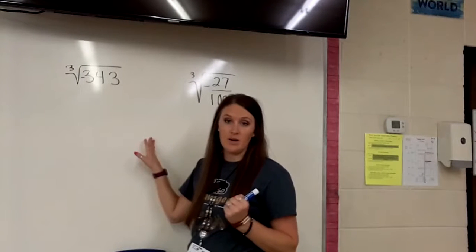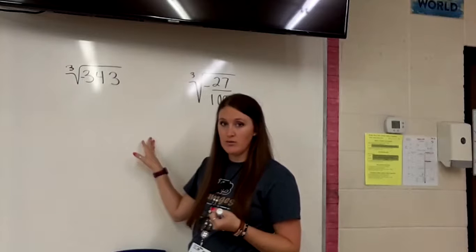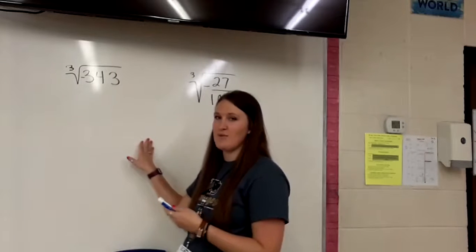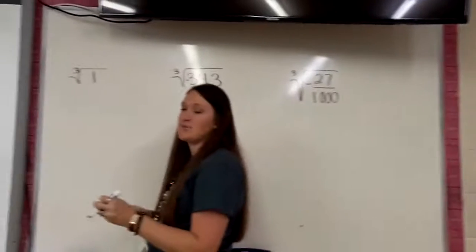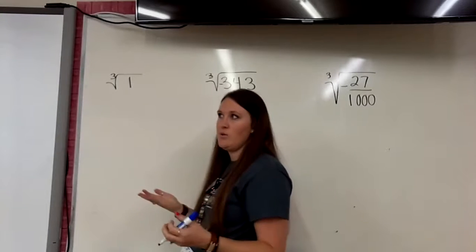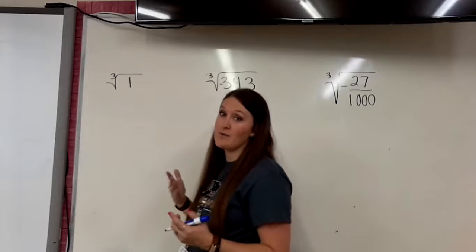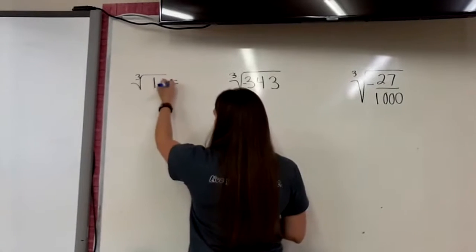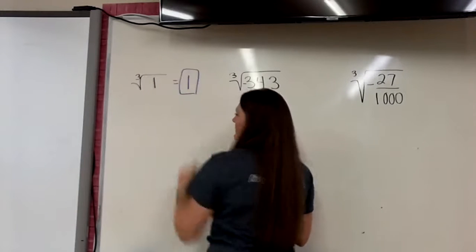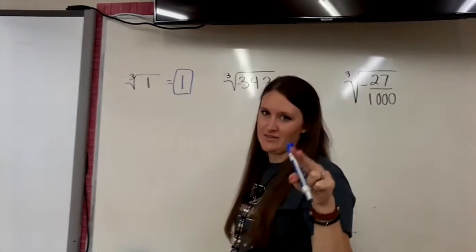So pause the video if you haven't already and try these problems, and then you can press play and watch me work them out. So this first one, the cube root of 1. Well, it just means what number times itself 3 times equals 1. So that one's very easy. It is 1. If you missed that, we need to talk.